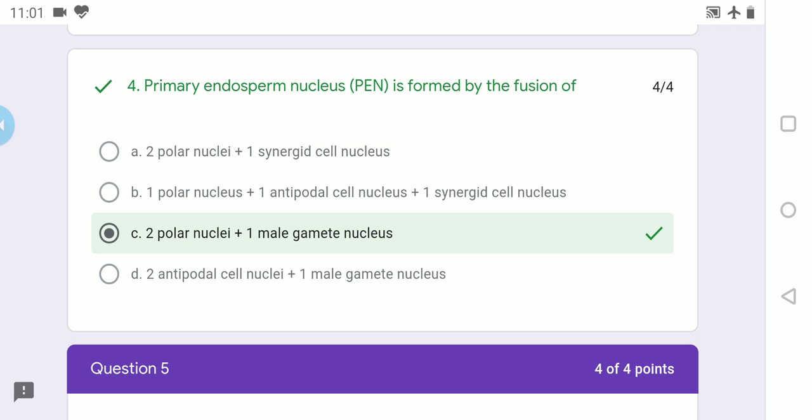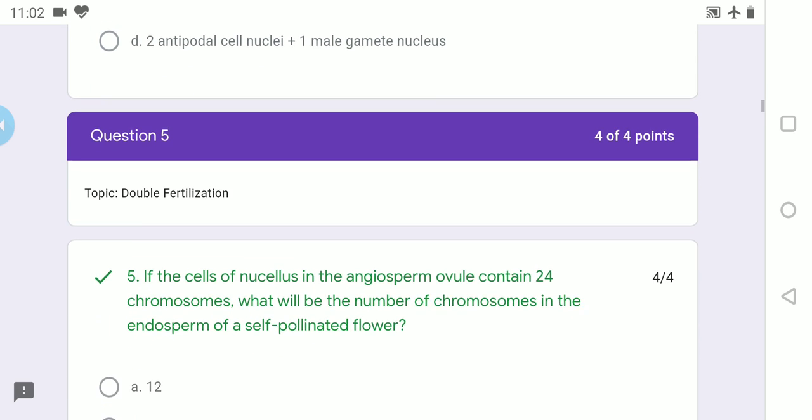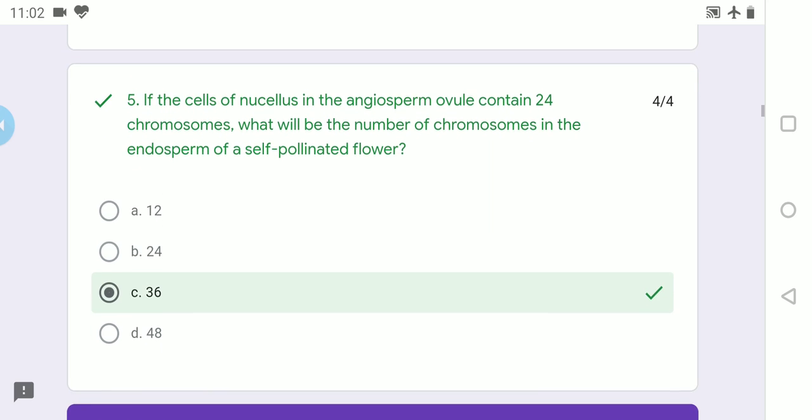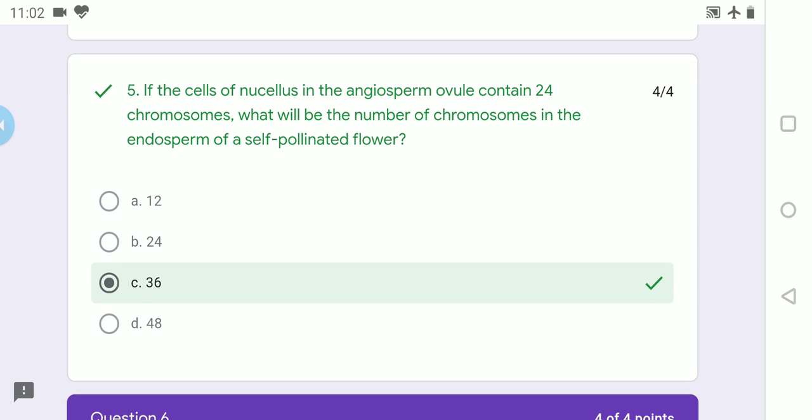Now, which is the right answer? Option C, that is two polar nuclei, which are present at the center of the embryo sac, and one male gamete, fused together. That is nothing but triple fusion. Is it clear? Now you can identify, it's easy. It's the right option, option C. Correct.